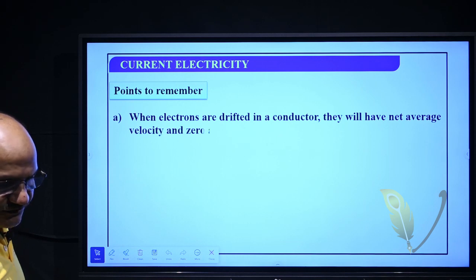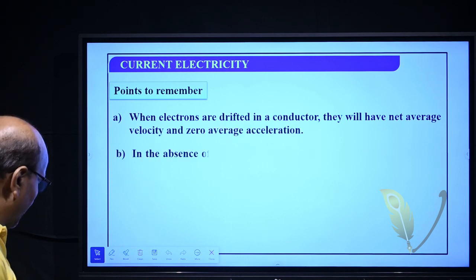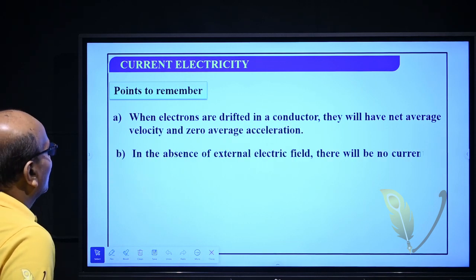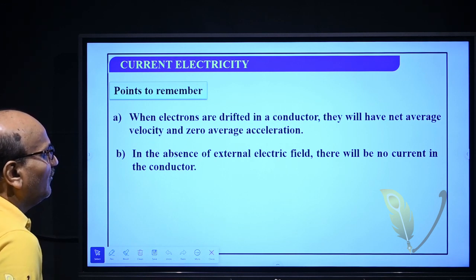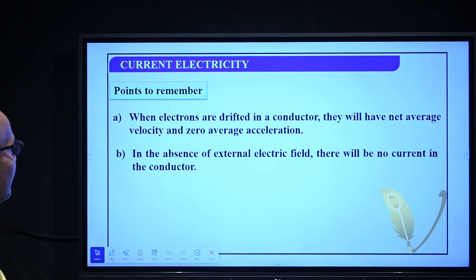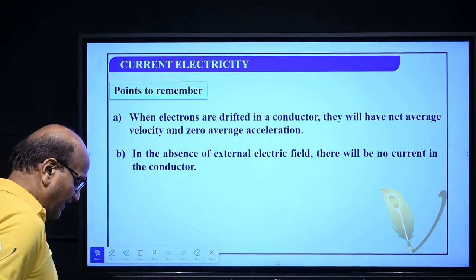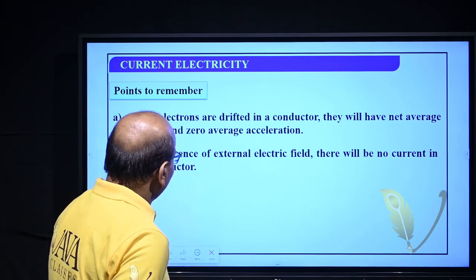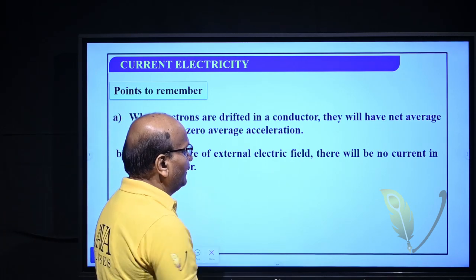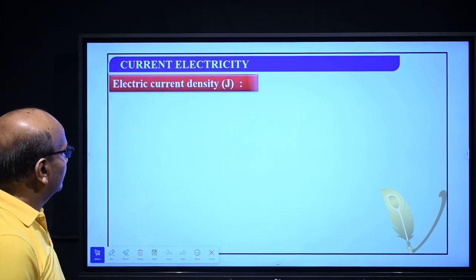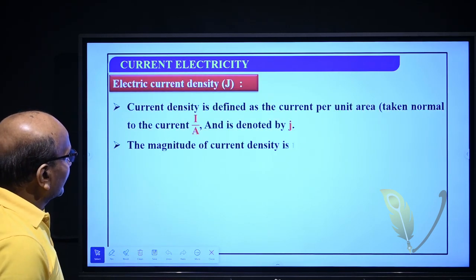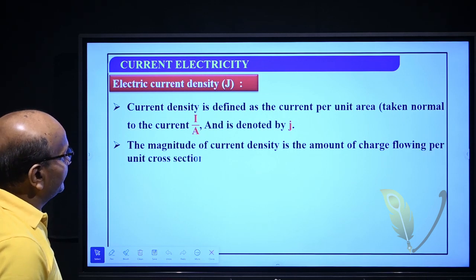Now, points to be remembered. When electrons drift in a conductor, they have a net average velocity and zero average acceleration. In the absence of an external electric field, there will be no current in the conductor. So, now electric current density J.